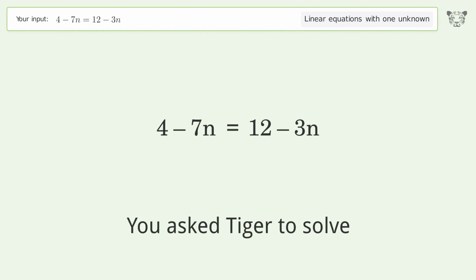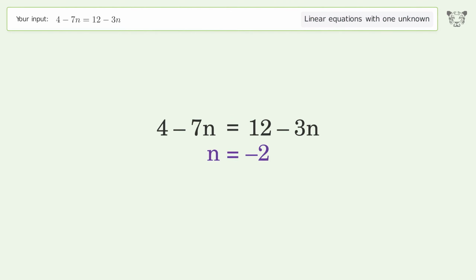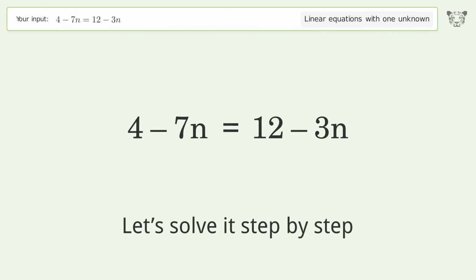You asked Tiger to solve this. This deals with linear equations with one unknown. The final result is n equals -2. Let's solve it step by step.